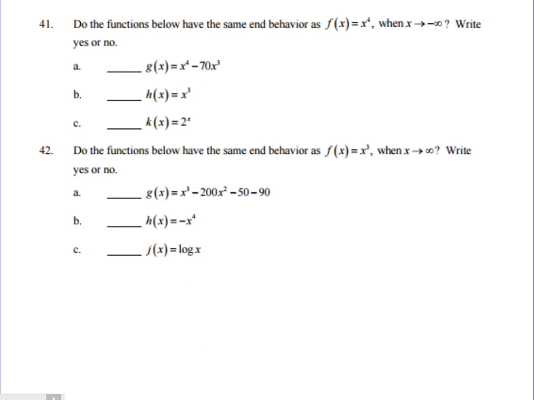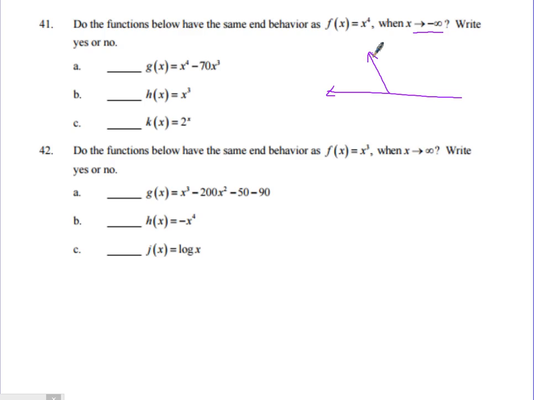All right. So first one, do the functions below have the same end behavior as that when x gets bigger and bigger negative values? Right, yes or no? All right. So let's first think about what is our end behavior as we go to the left for this function. So it's even degree and positive. So I know it's going to be pointing up as we go to the left. So as x's get more and more negative, we're going to be going up.